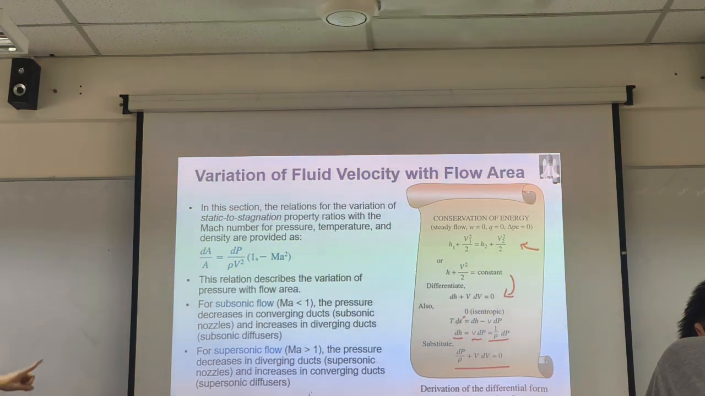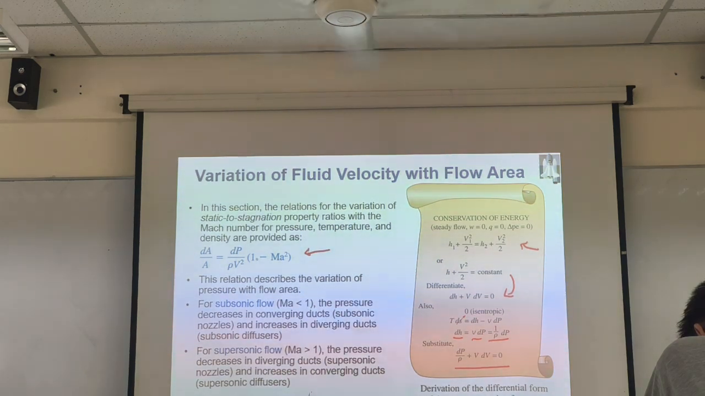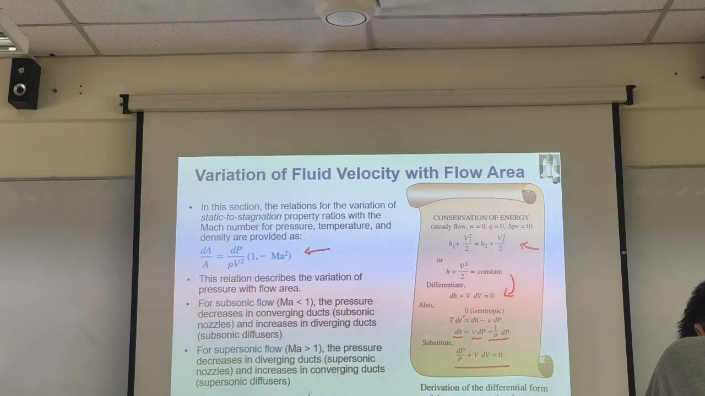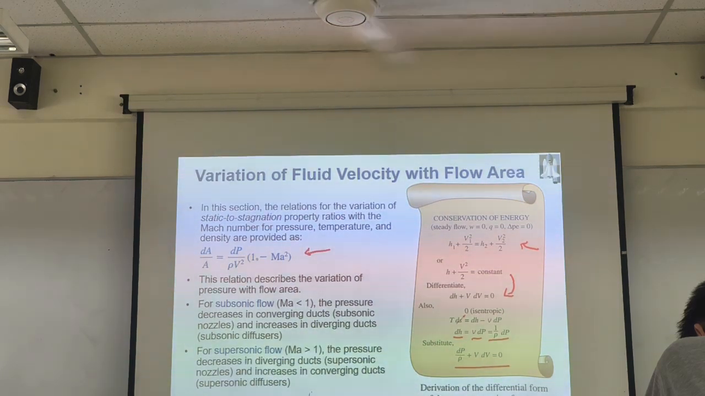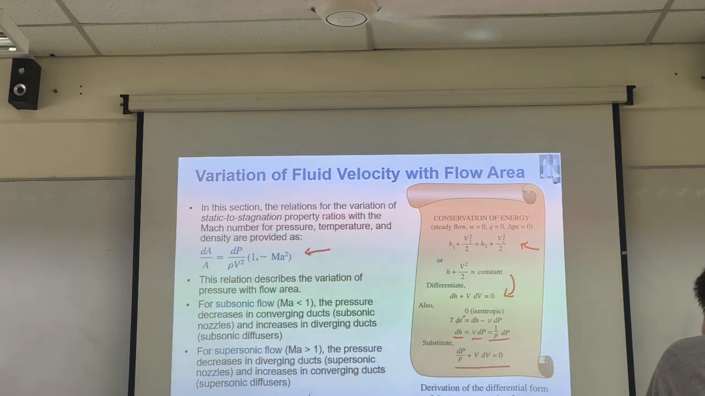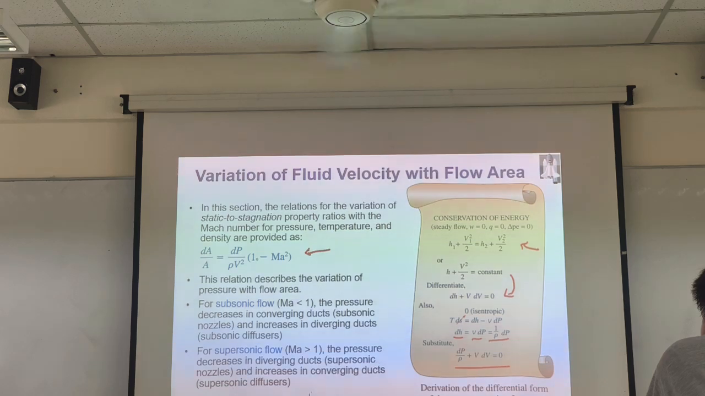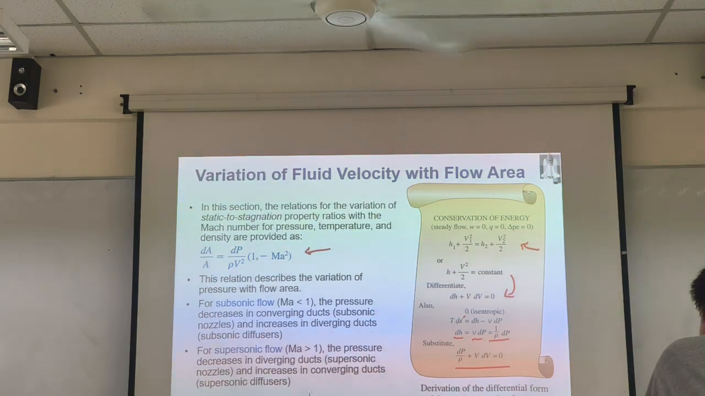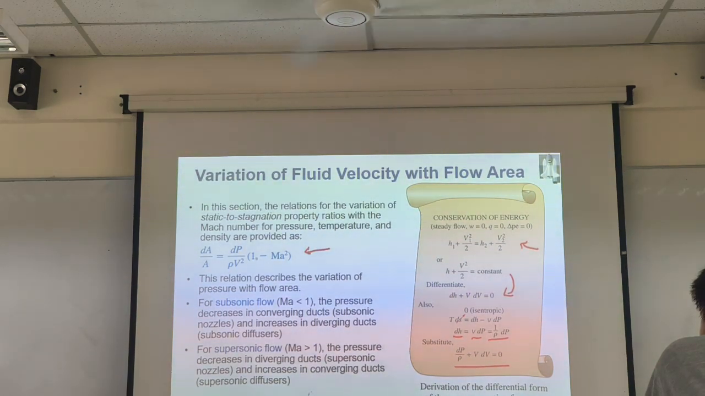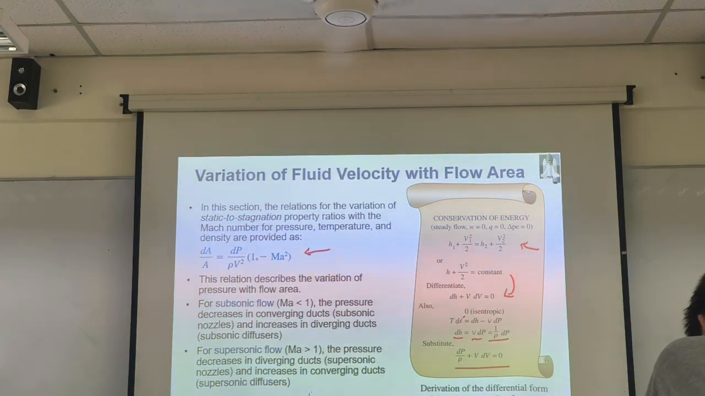When you combine these two, what you get is this equation. But what is the significance of this equation? This equation basically represents how pressure, velocity, and mass will change based on the area of the pipe. And this is the equation that we use to prove that if you have a converging nozzle, Mach number is less than 1, and at the throat the Mach number is 1.